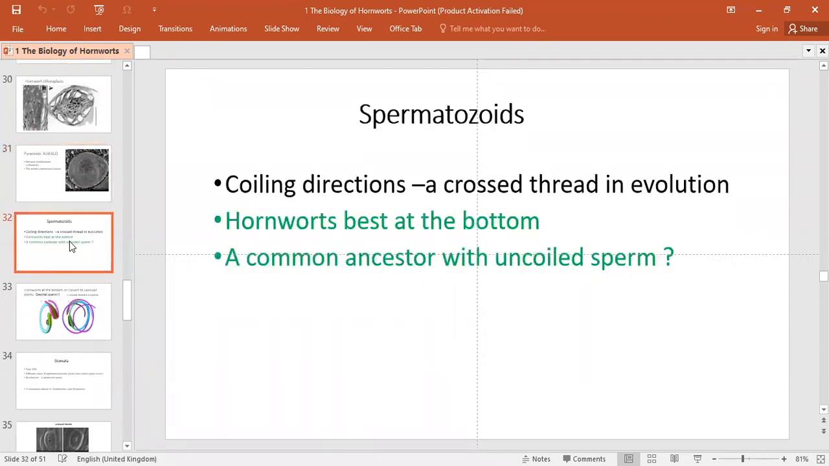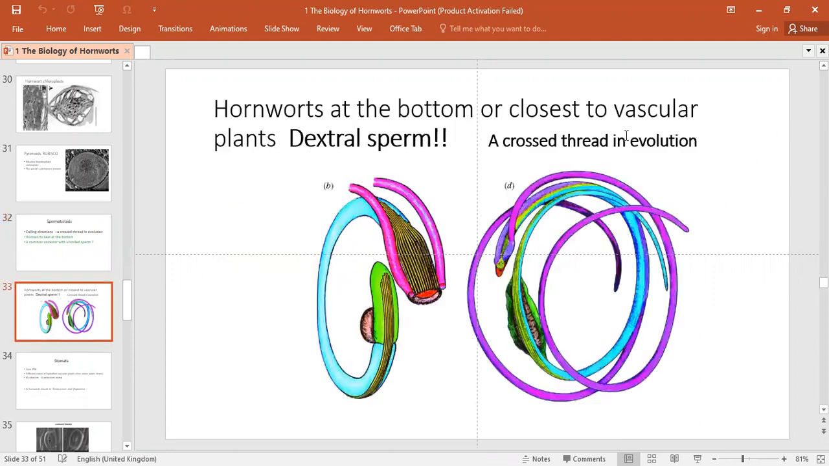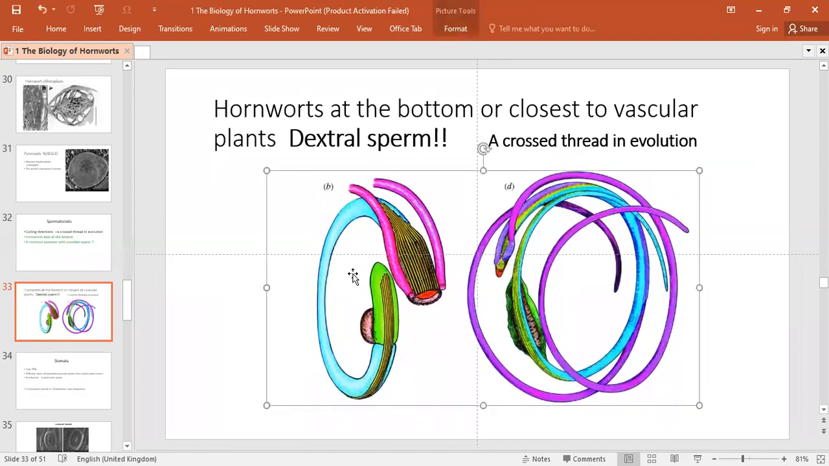Spermatozoids. Land plant sperm are coiled. Some go one way, some go the other, and you can't have a cross-threaded sperm. And in terms of spermatozoids, hornworts are at the bottom of the land plant tree with a common ancestor with an uncoiled sperm. I'll show you what I mean. These are wonderful reconstructions by my friend Karen Renzaglia, who works in Illinois. This is a hornwort sperm, two flagella. It has a coiled nucleus, and it has a structure known as the spline, which is a sort of cytoskeleton holding the whole thing together.